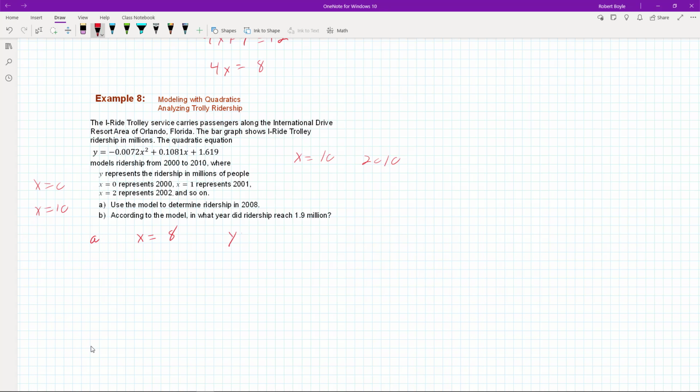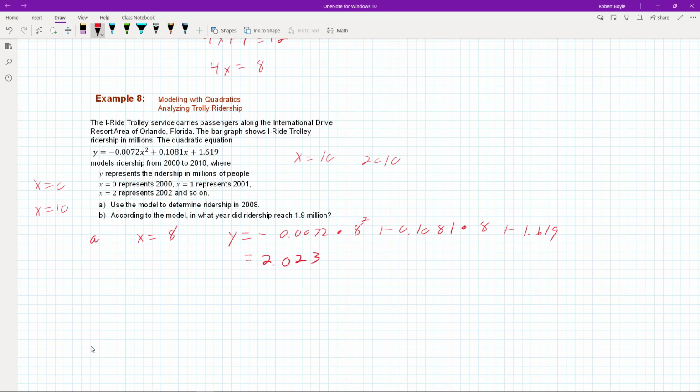We will have that y is equal to negative 0.0072 times 8 squared, plus 0.1081 times 8, plus 1.619. And if you knock that out in your calculator, you are going to get 2.023, and that will be your ridership in millions in the year 2008.